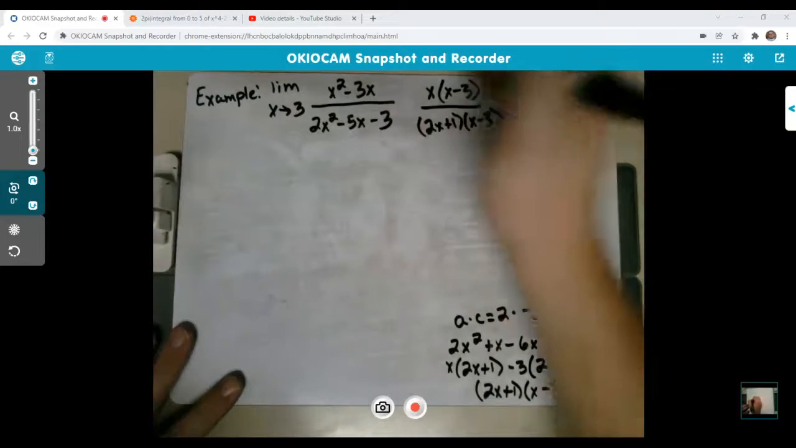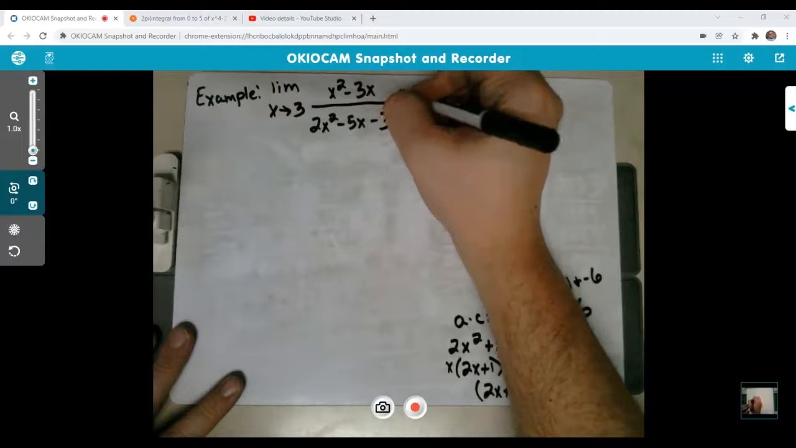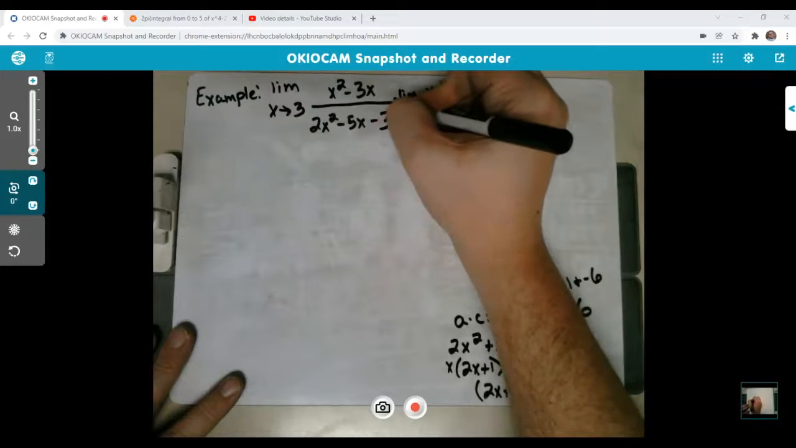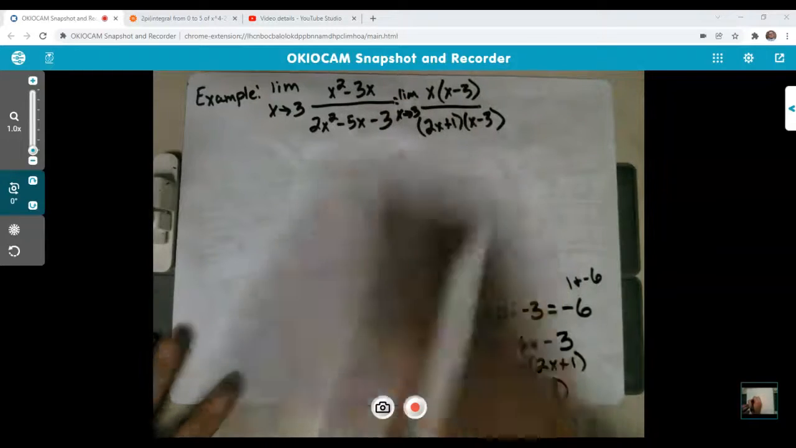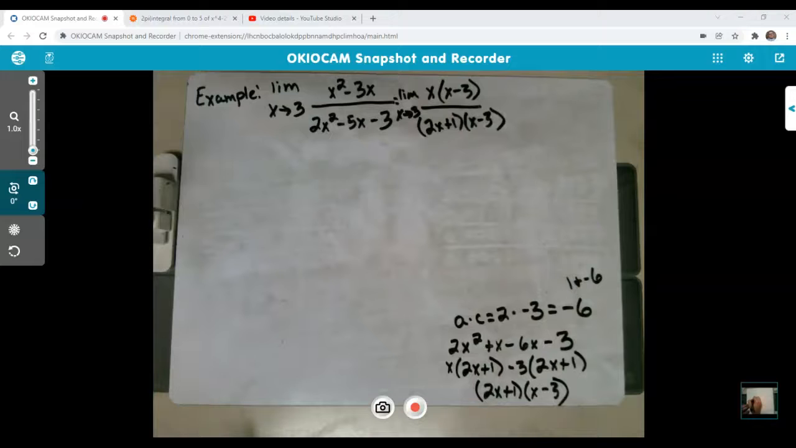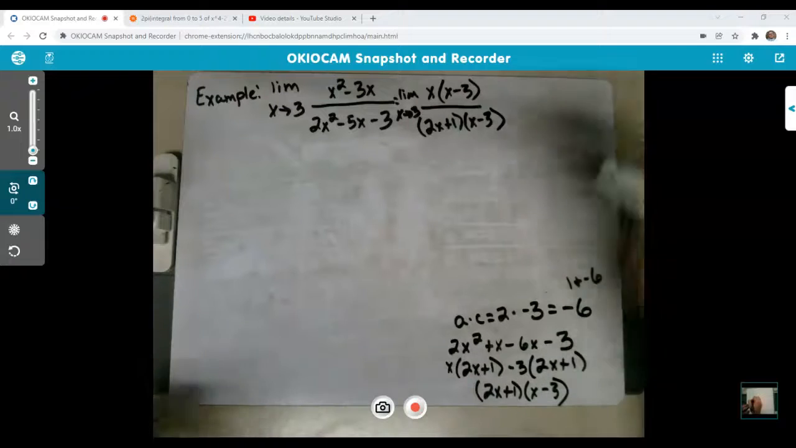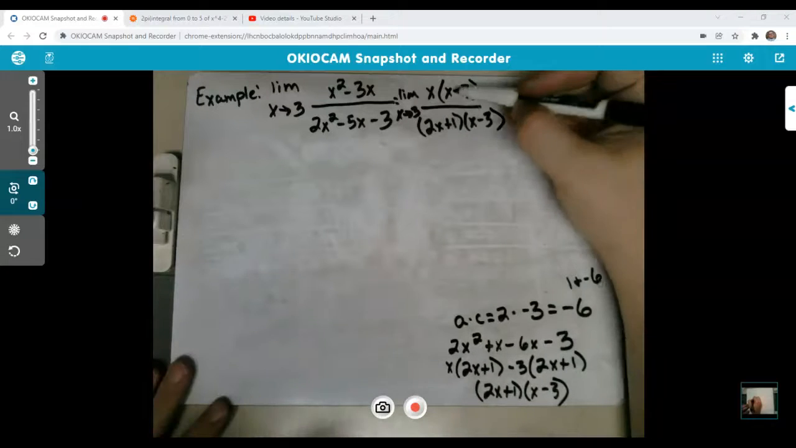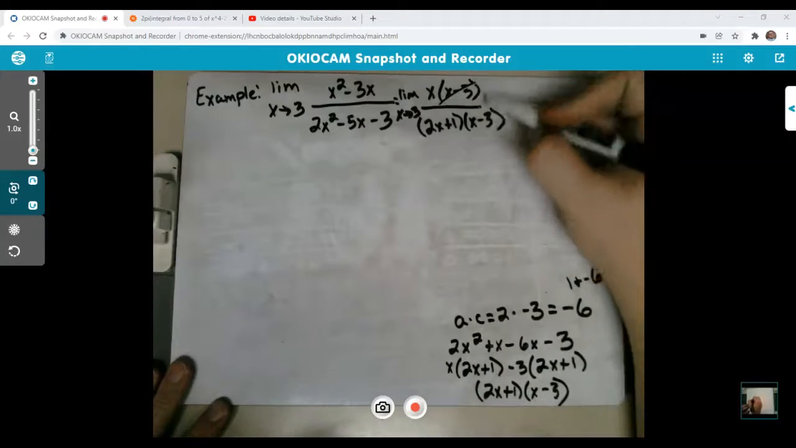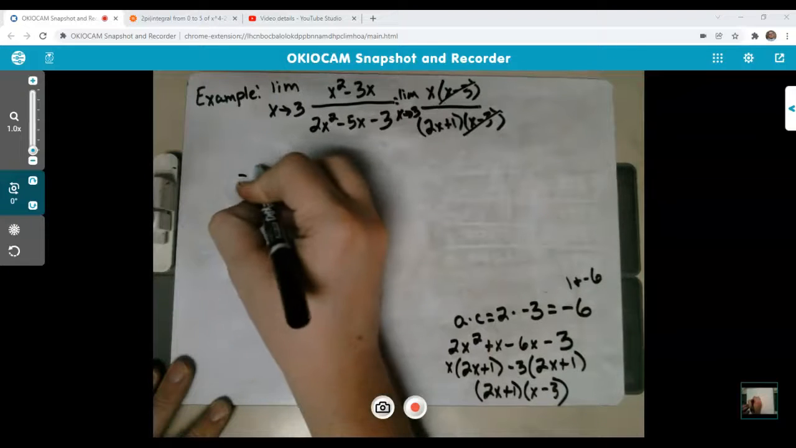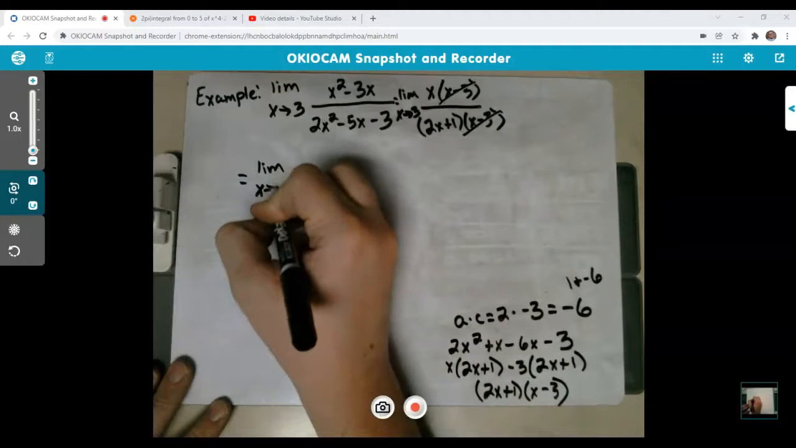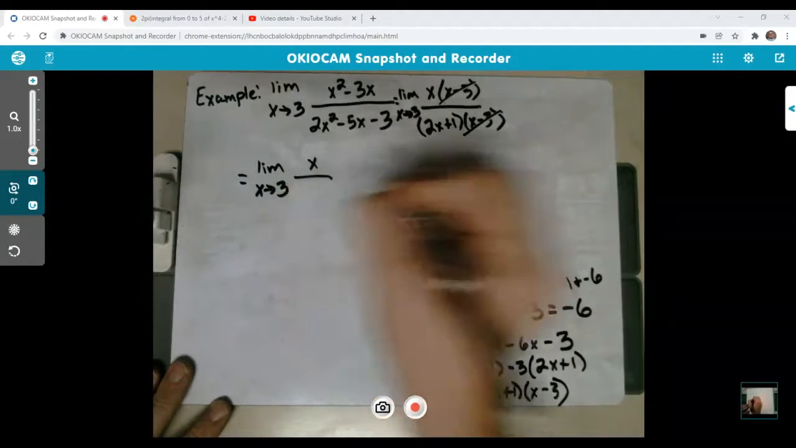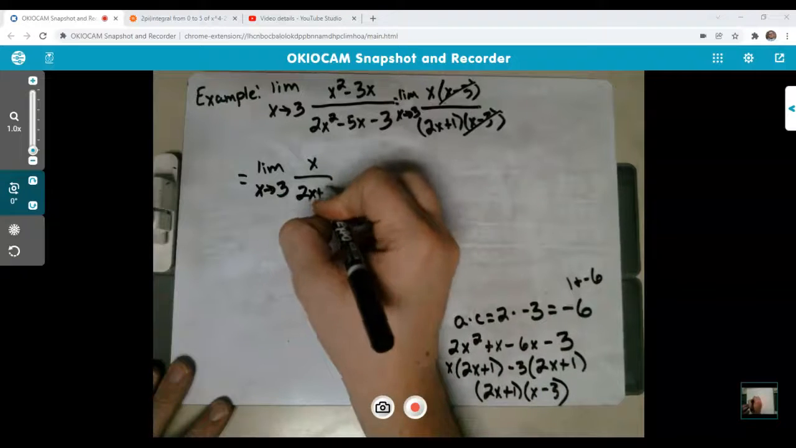Once again, I forgot to write the limit. Make sure you are writing the limit. That's how I make it correct. Make sure you write that. So sorry. So the reason this is a good thing is because I can just do x minus 3 canceled out on both of them. So that's going to make it the limit as x approaches 3 of x over 2x plus 1.